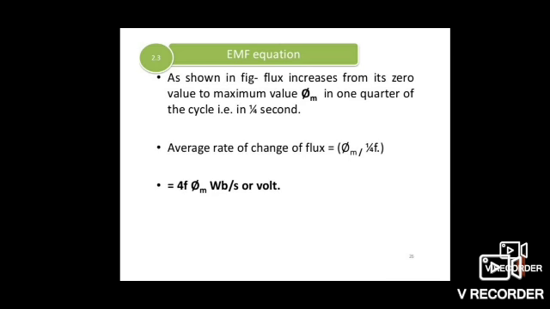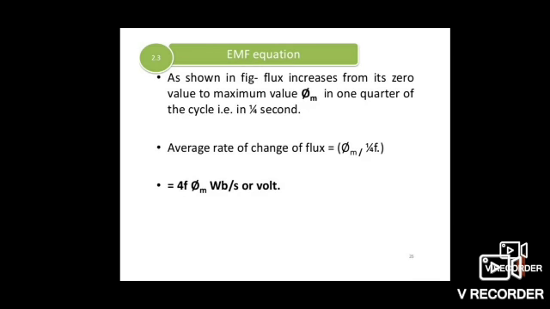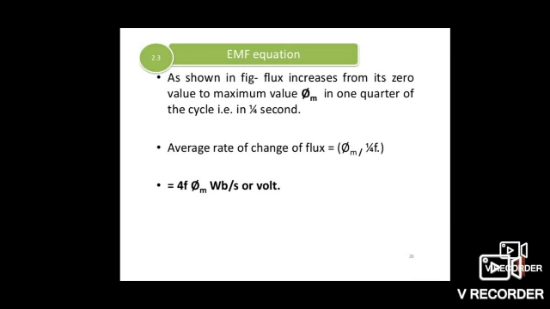As shown in the figure, flux increases from its zero value to the maximum value phi m in 1/4 of the cycle, that is in 1/(4f) seconds. At 1/(4f) the flux will be maximum, that is phi m. Average rate of change of flux is equal to phi m divided by 1/(4f), since the maximum flux occurs at 1/4 of the period. Therefore, 4f into phi m Webers per second or volts.